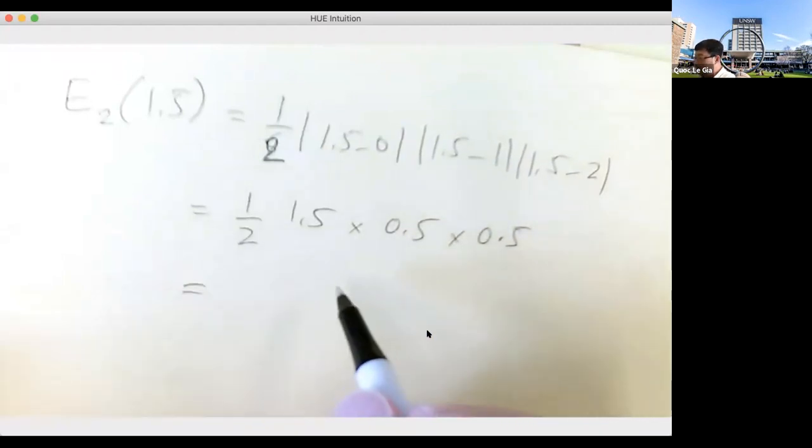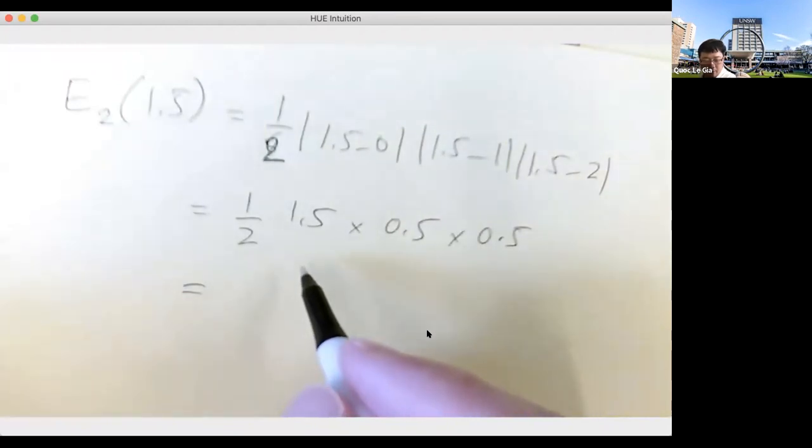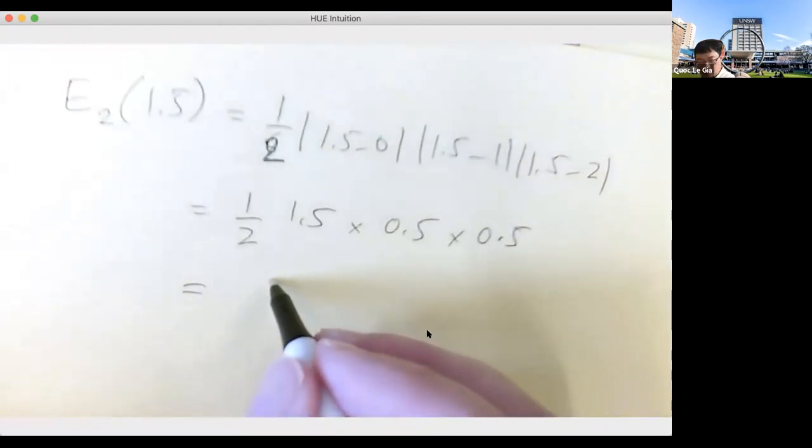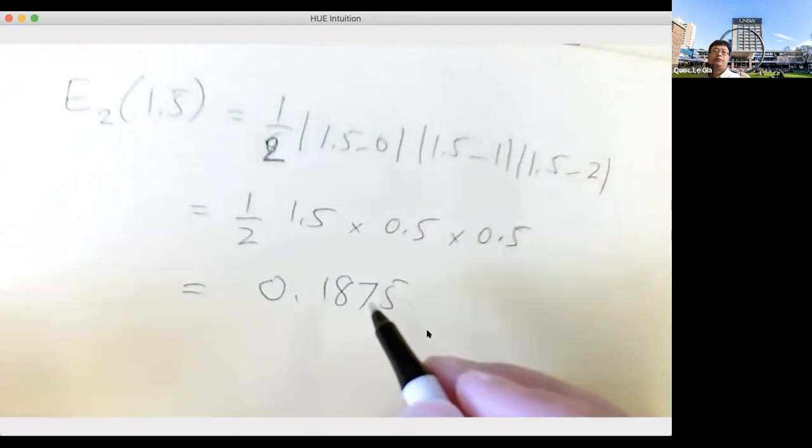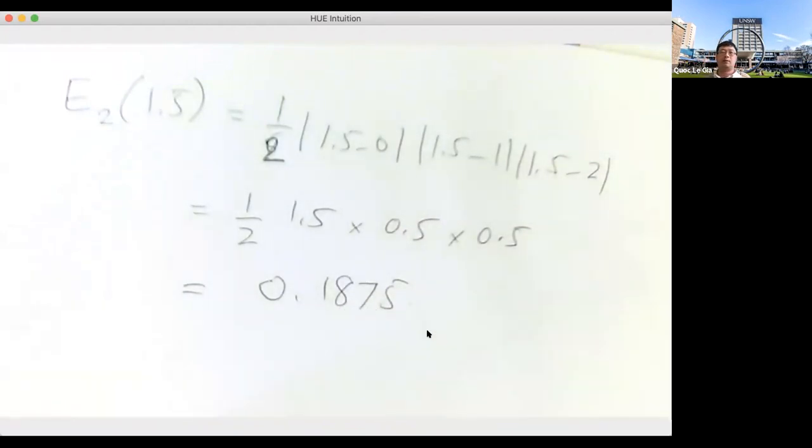Okay. So then now you have numbers. So you just plug it in the calculator or MATLAB or whatever. So you got 0.1875. Okay, so that is the error function.